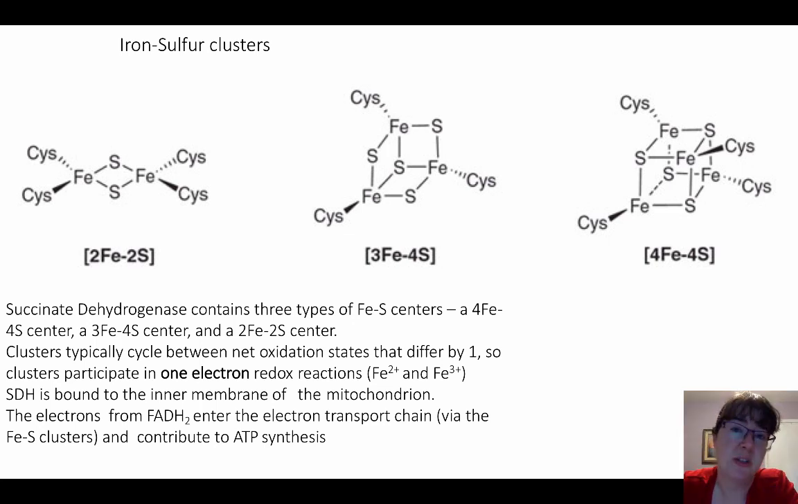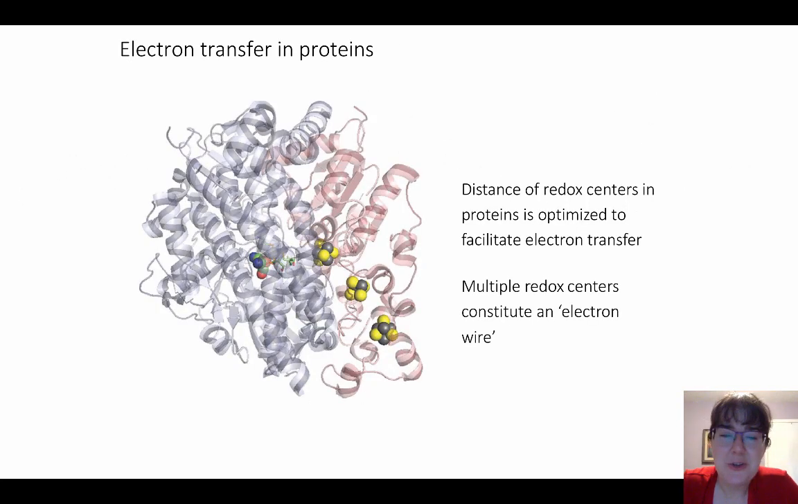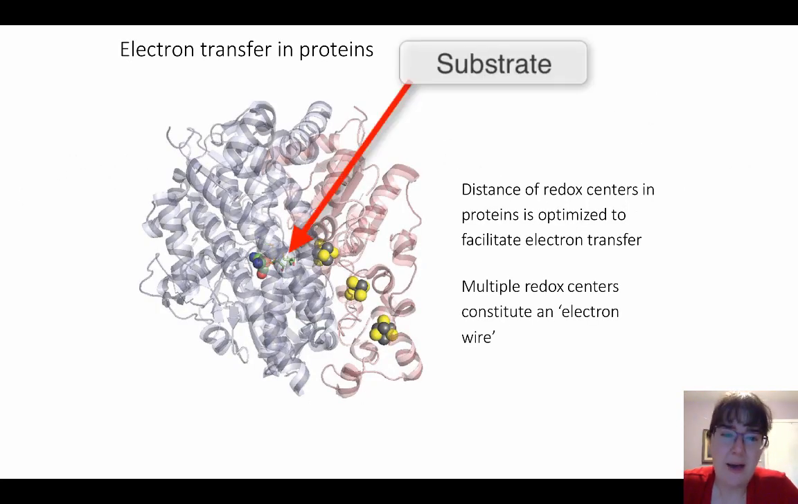The clusters only participate in 1 electron redox reactions, so they can only really go from that iron plus 2 to iron plus 3. And since your succinate dehydrogenase is again bound to the inner membrane of the mitochondria, those electrons are going to enter the electron transport chain and then contribute to ATP synthesis. This is shown here so that you can actually see how this all works.